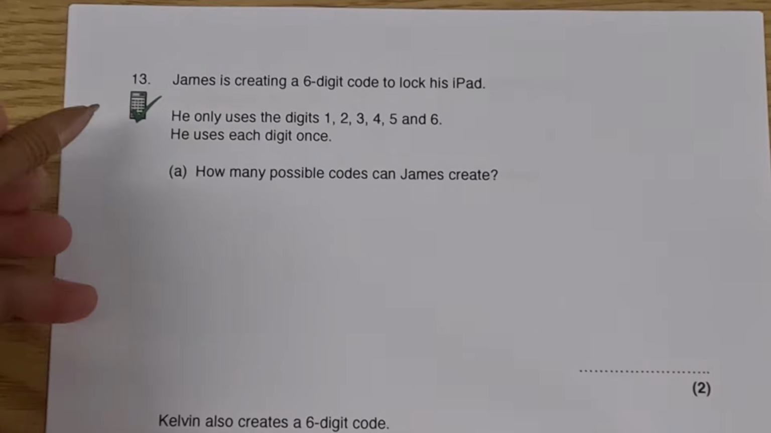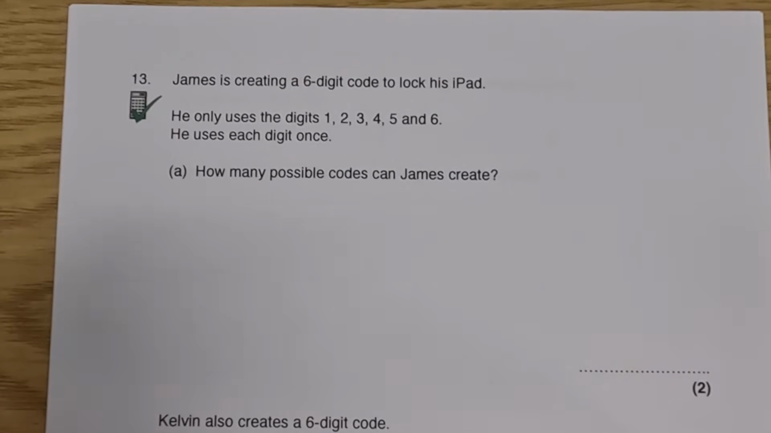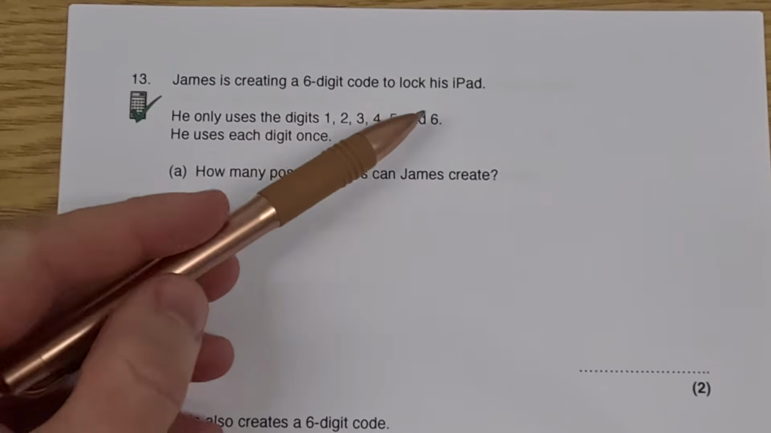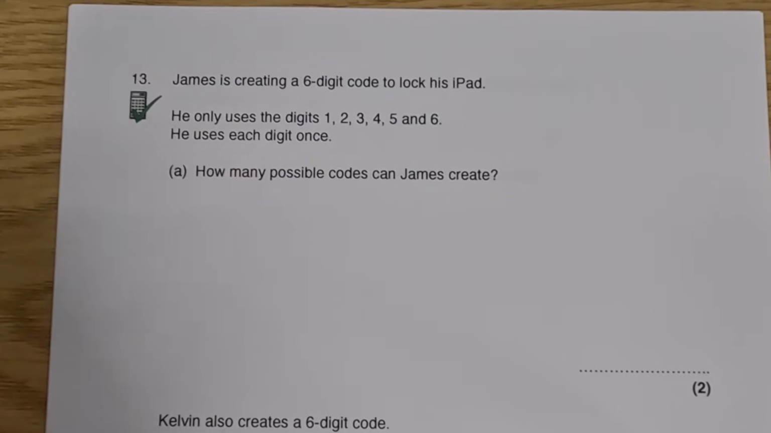Okay, let's look at our next question, question number 13. Okay, so question number 13, we're told that James is creating a 6-digit code to lock his iPad, and he's only going to use the digits 1, 2, 3, 4, 5, and 6, and he uses each digit once, so he doesn't repeat any of the digits. And part A says, how many different codes can James create?